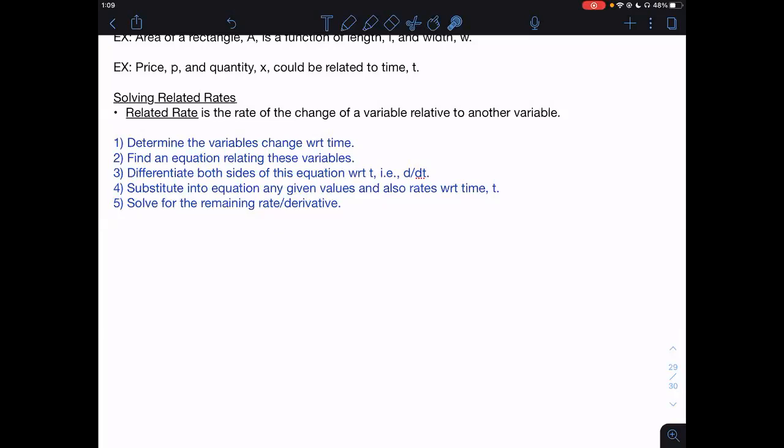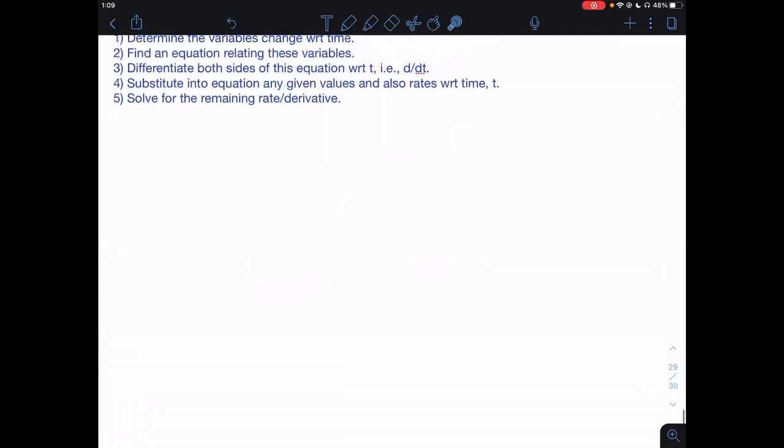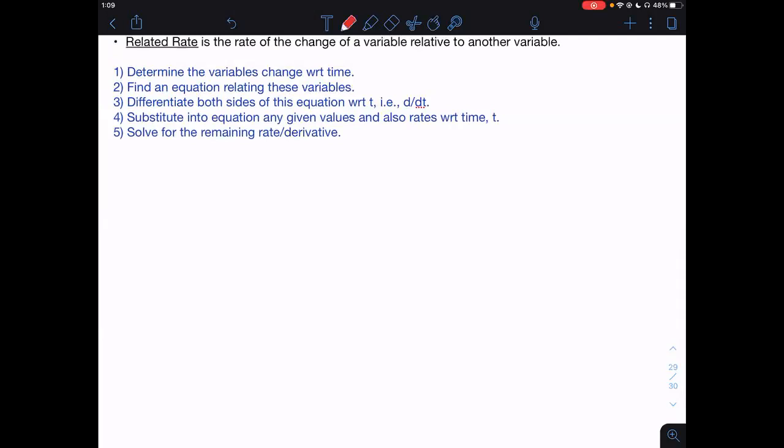Let's do a problem involving these steps here, so we get an idea of how to solve these related rate problems. Let's see if I have enough room here. I might. Let's see.